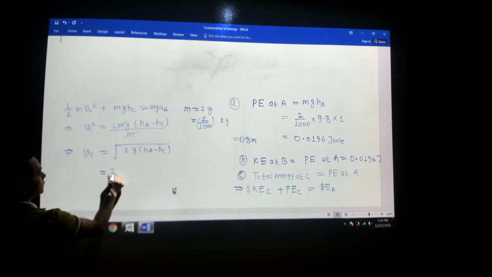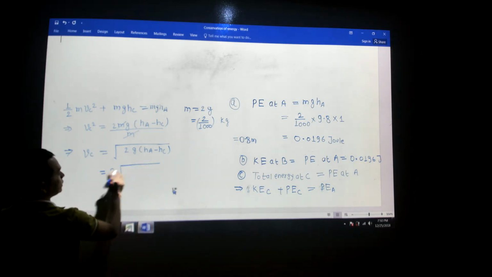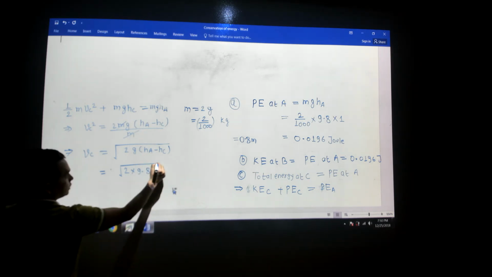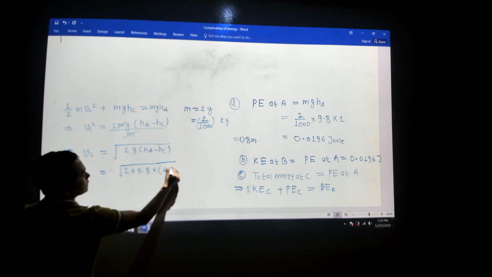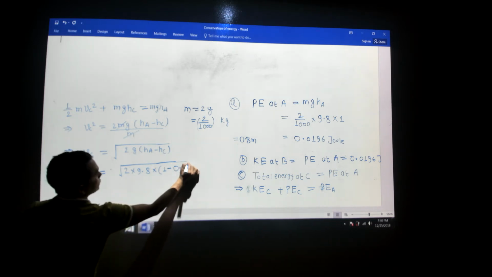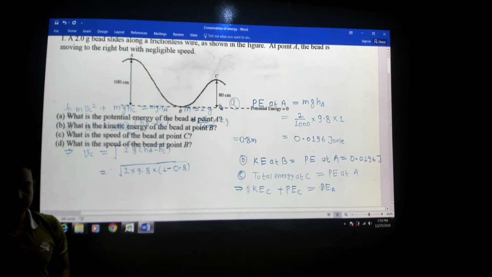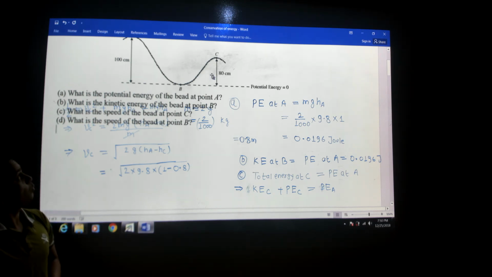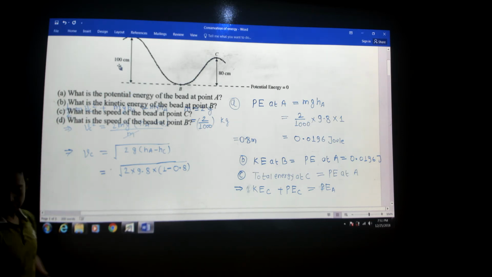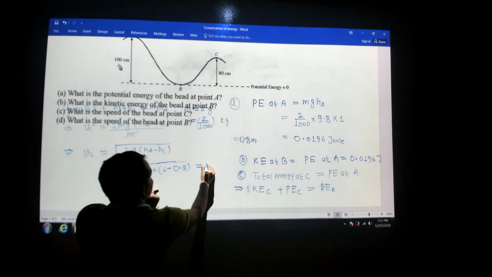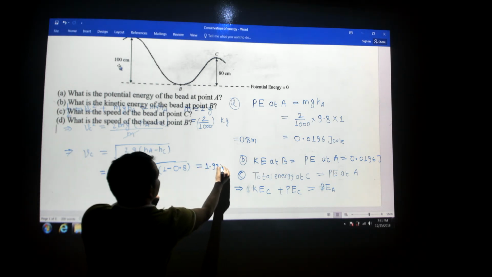So you know now 2 times g. What is the value of g? It is 9.8. The first height, if you remember, is 1 meter, and the second height is 0.8 meter. So you just have to go back and forth to look at this figure here. You see this height is 80 centimeter, which is equal to 0.8, and this is equal to 1. So if I plug in all the values, the answer I'll get is 1.98 meter per second.